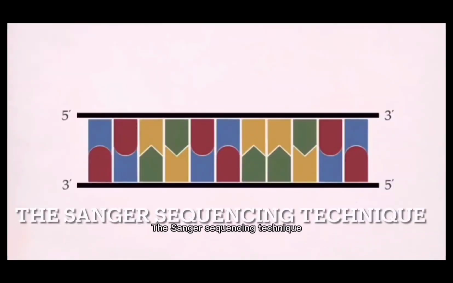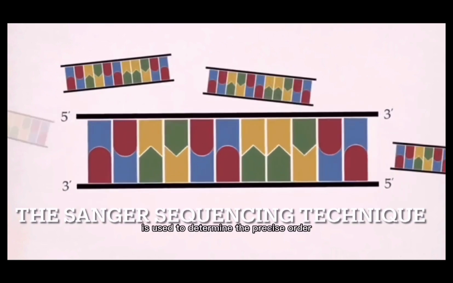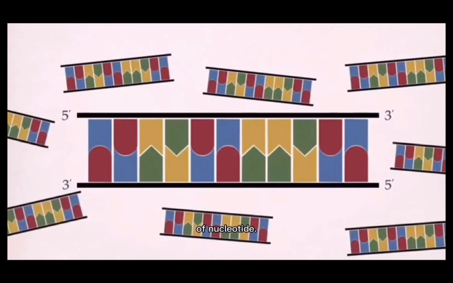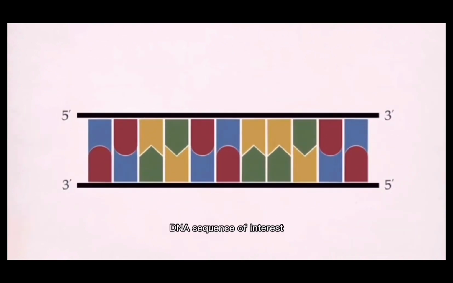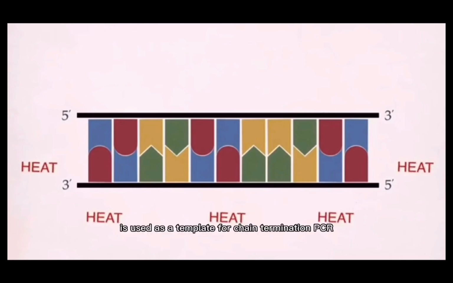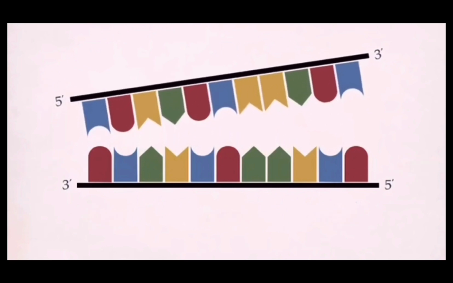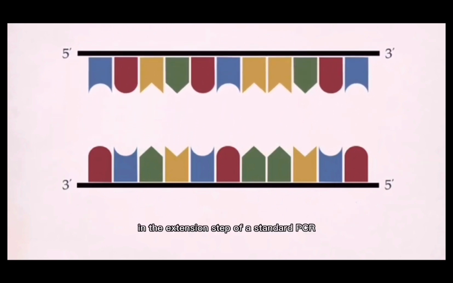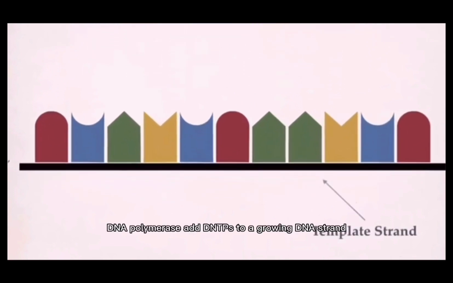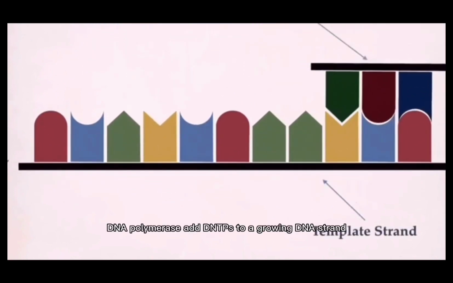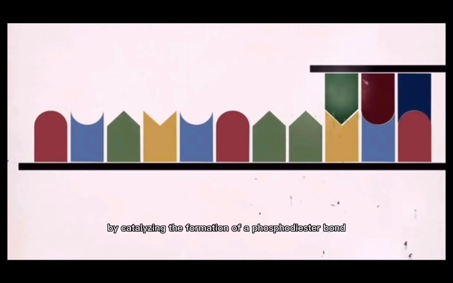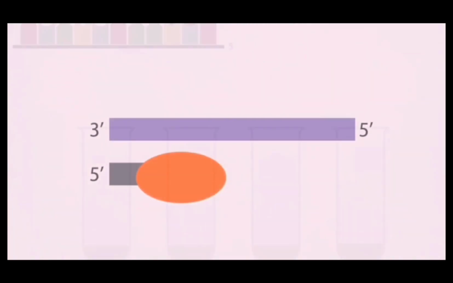The Sanger sequencing technique is used to determine the precise order of nucleotides. The DNA sequence of interest is used as a template for chain termination PCR. In the extension step of a standard PCR, starting at the provided primer, DNA polymerase adds dNTPs to a growing DNA strand by catalyzing the formation of a phosphodiester bond.